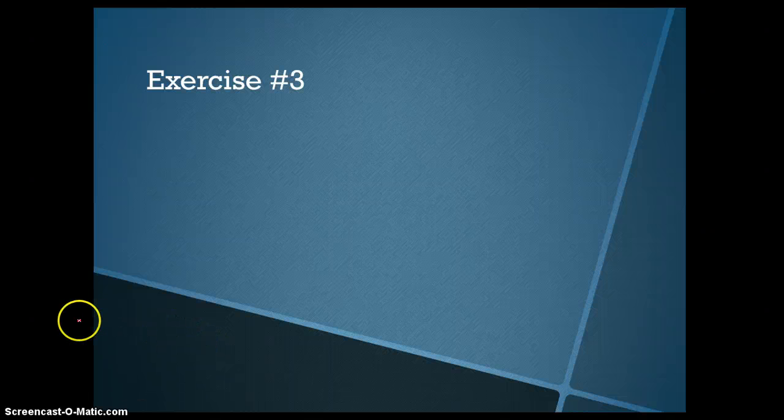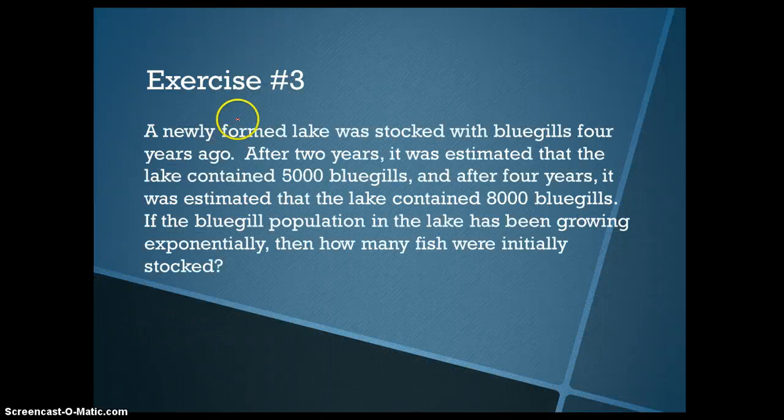Let's check out another, continuous growth. Consider ourselves biologists. A newly formed lake was stocked with bluegills 4 years ago. After 2 years, it was estimated that the lake contained 5,000 bluegills, and after 4 years, it was estimated that the lake contained 8,000 bluegills. If the bluegill population in the lake has been growing exponentially, then how many fish were initially stocked?